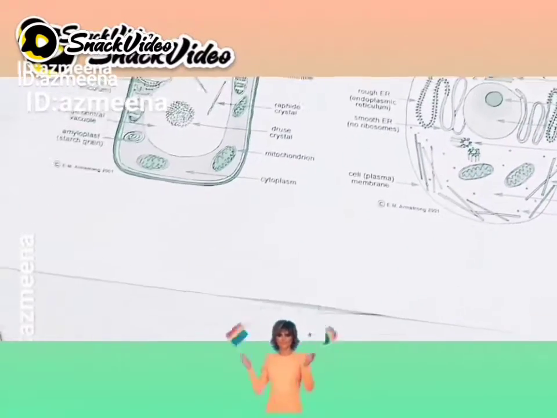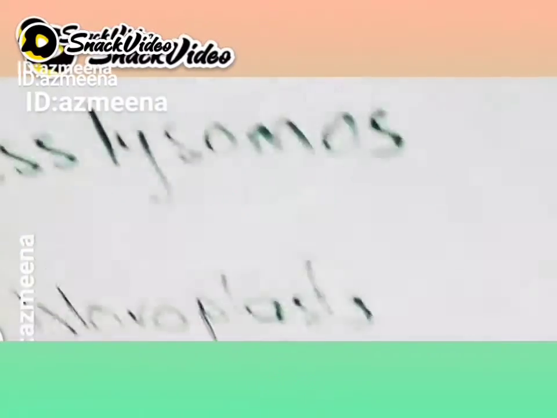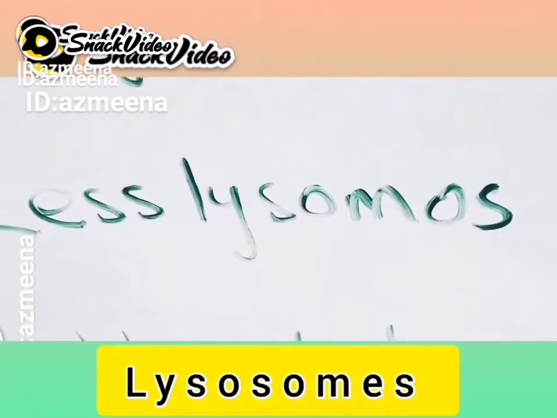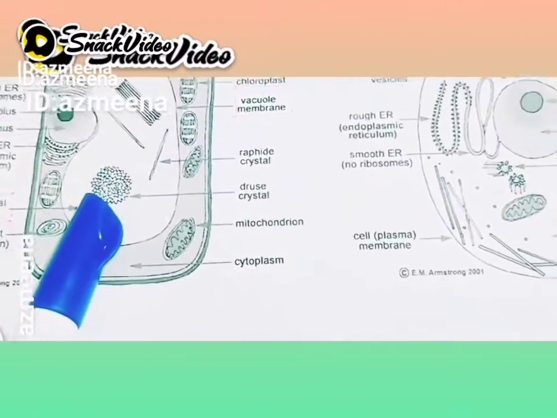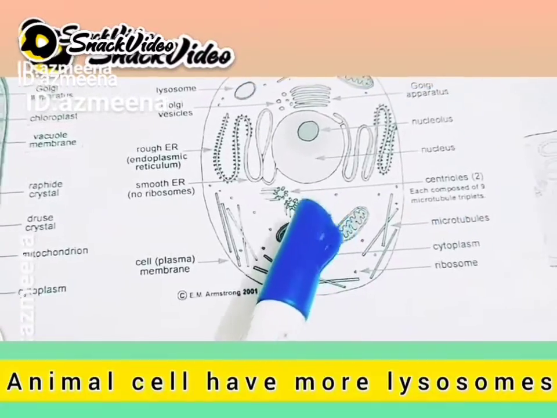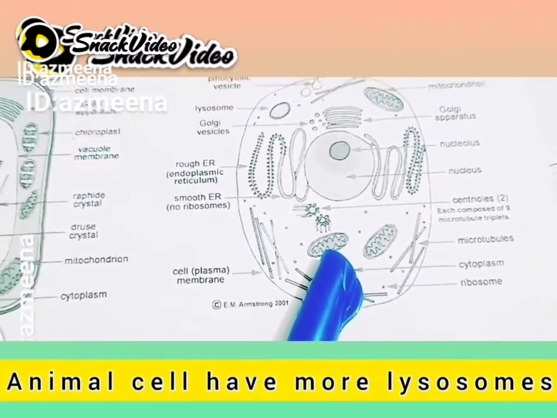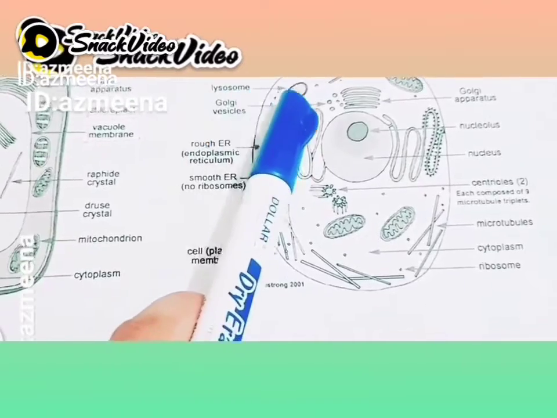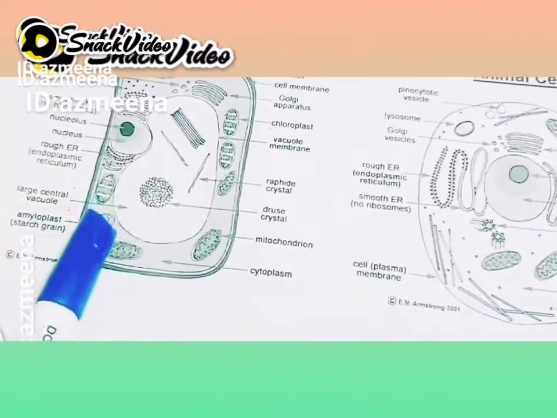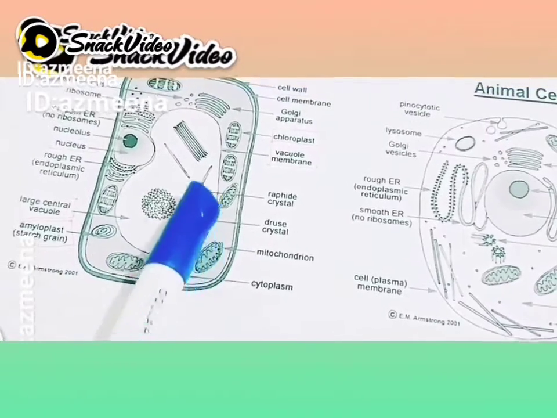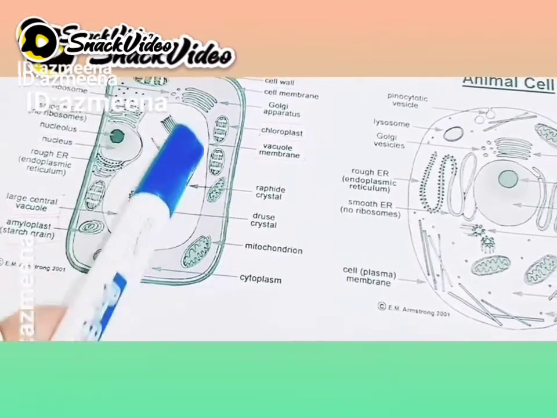Now comes another one, lysosomes. In plant cells, there are fewer lysosomes, but in the animal cell we have a good amount of lysosomes. Look over here. There are many lysosomes present in the animal cell, but the plant cell has a much smaller number of lysosomes.